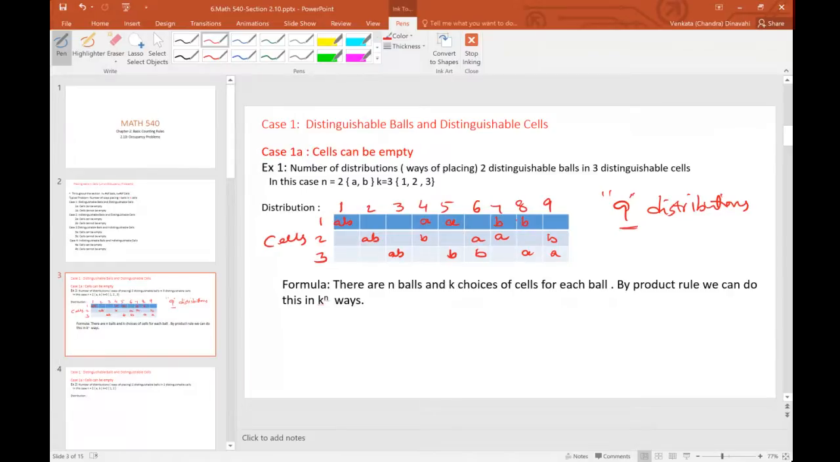You can simply think of this as a product formula if I want to generalize this. There are n balls.